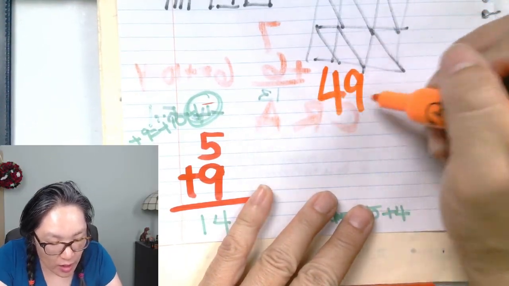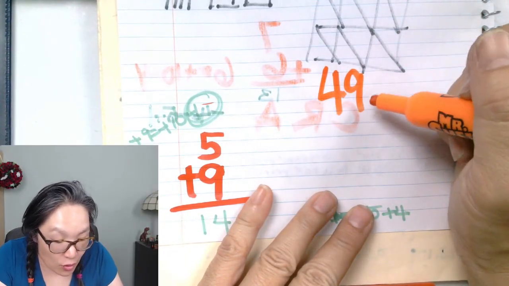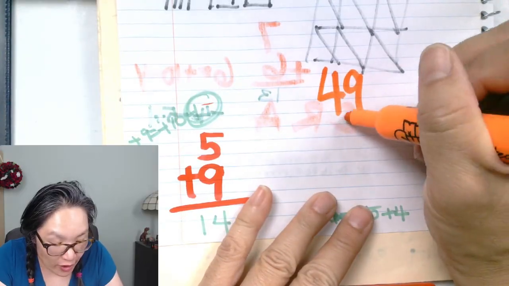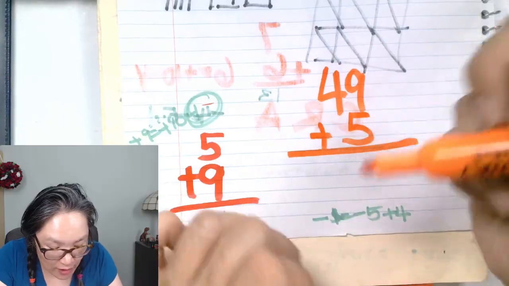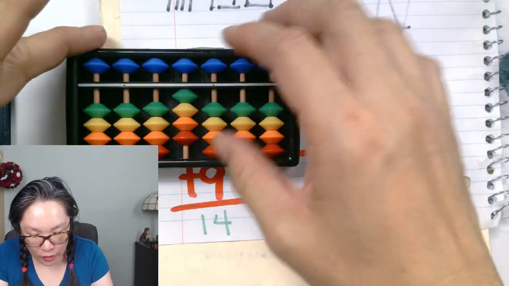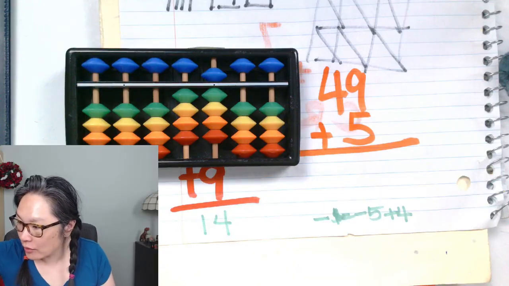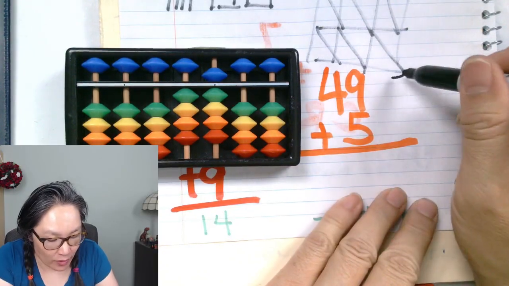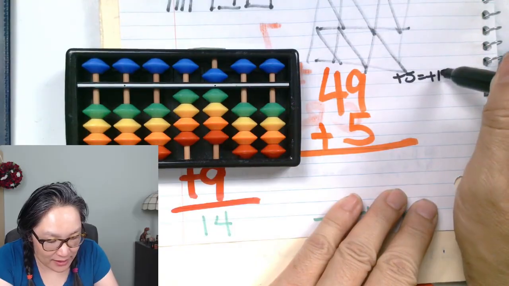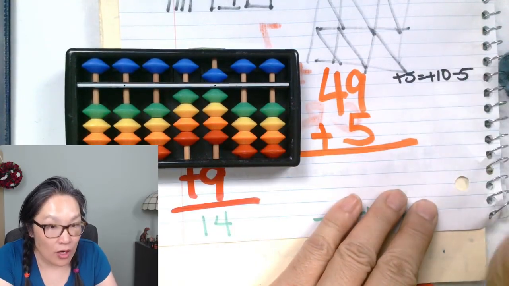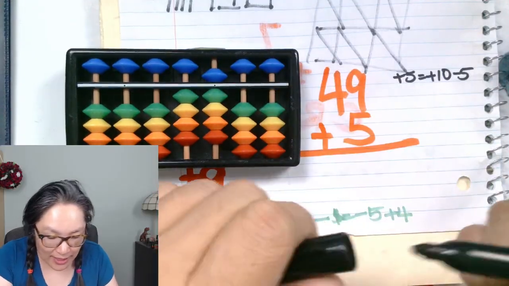Let's do this one. 49. This is more than two-step. 49 plus 5. Let's do something easy. So when we do it, we want to do the 49. We add 49. So we add 40 and we add 9. And then we want to add the 5. When we add the 5, what are we going to do? We know that plus the 5 is equal to plus the 10 minus the 5. We know this. We're going to plus the 10.